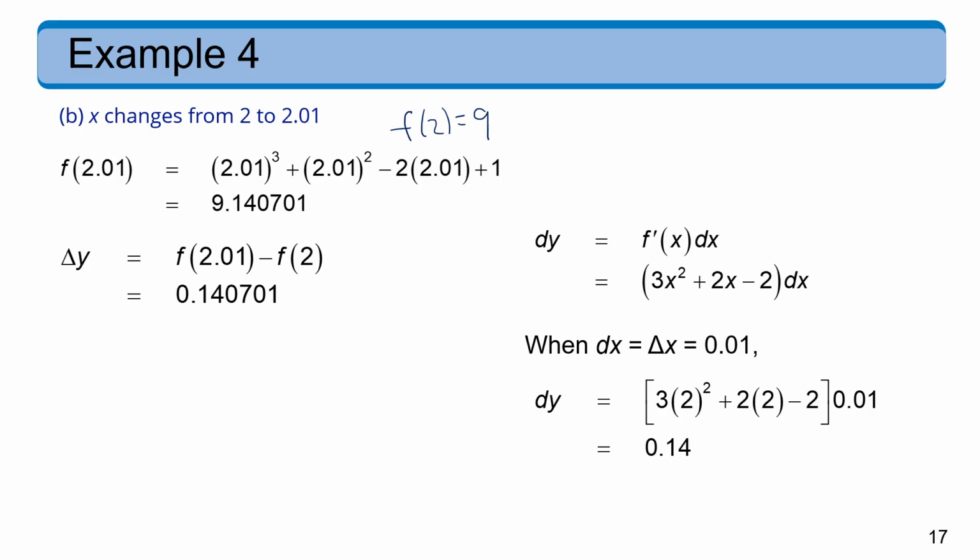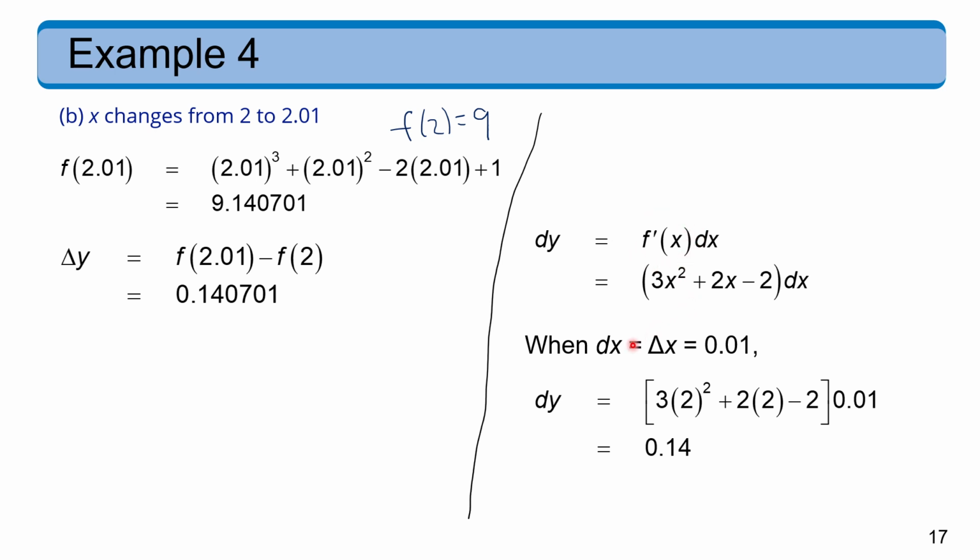And then we need to find f of 2.01, so just plug this into the formula for f, which simplifies to this decimal here. And then we subtract, right? We do the value we found for these two things, we subtract them, and we get 0.140701. Now over to the right, we're going to find dy, the differential. This part's exactly the same as in part A, it's just the general formula we found for dy by substituting in our f prime of x.